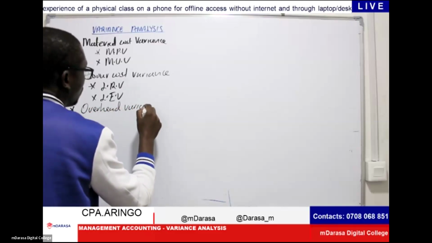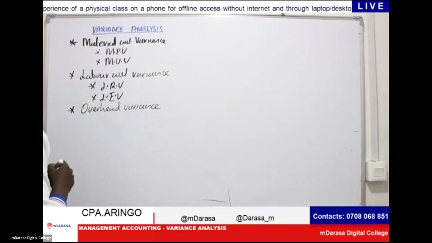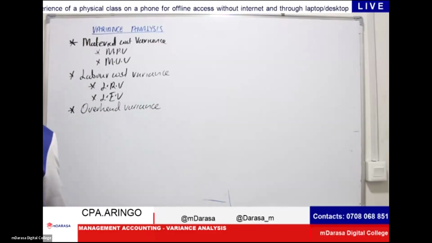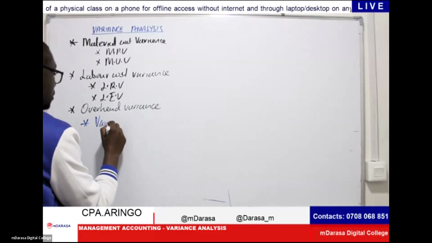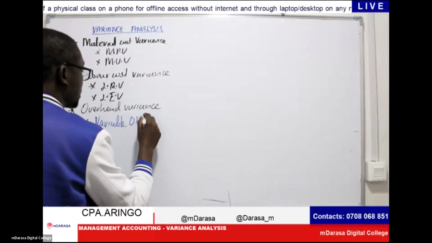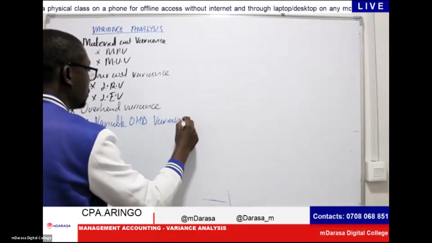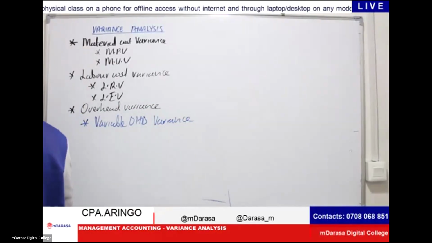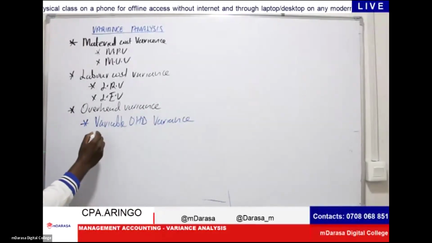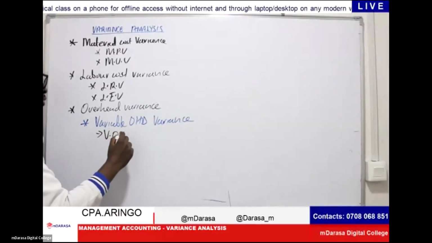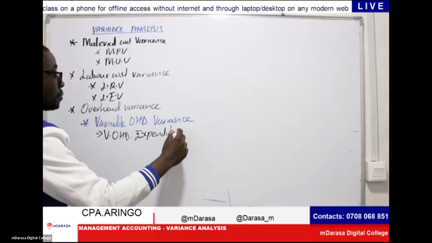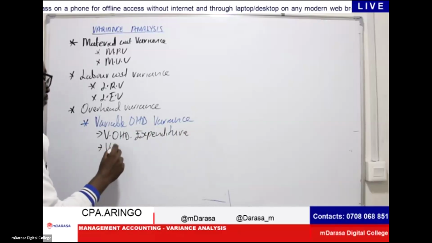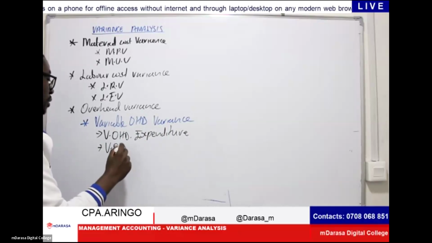We said we'll be having our overhead variances, and considering them, the key elements would be 2. Number 1, we start with the variable OHD variance. Under variable overhead variance, we should recall that we have 2 components: variable overhead expenditure variance and variable overhead efficiency variance.